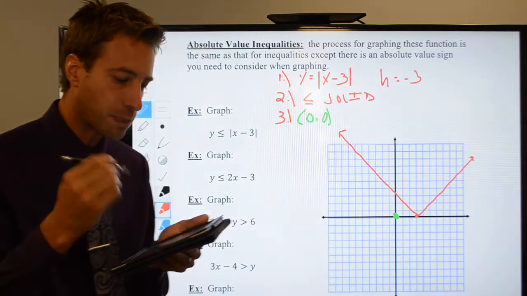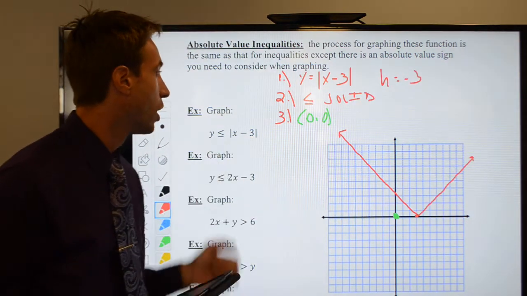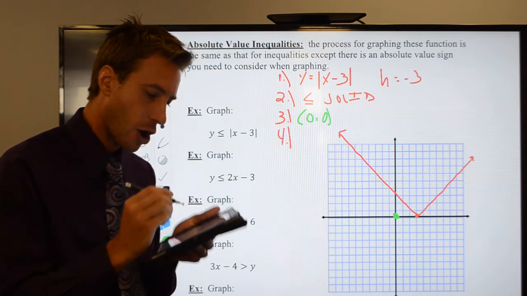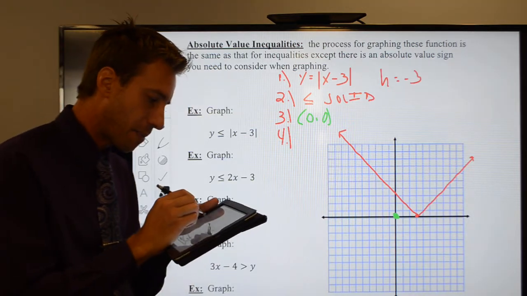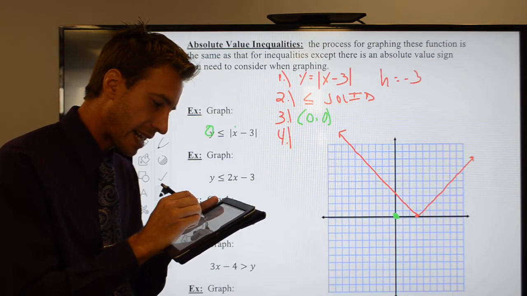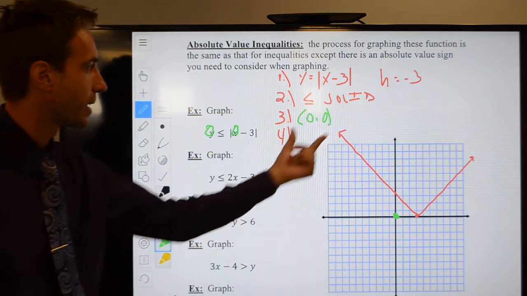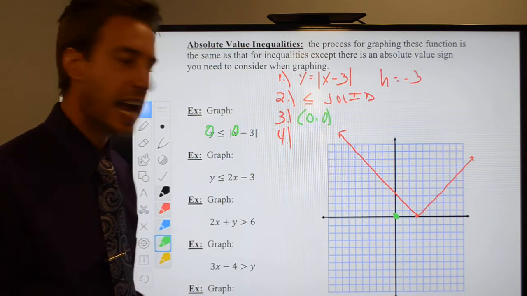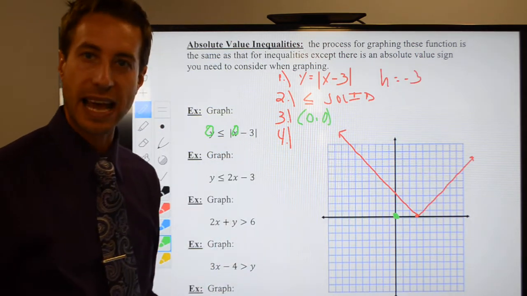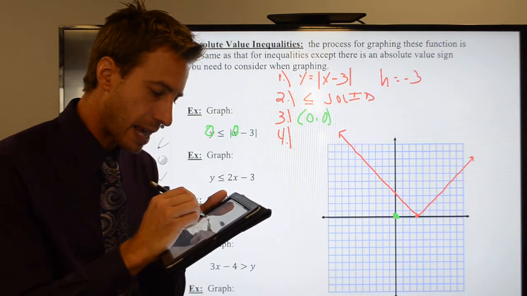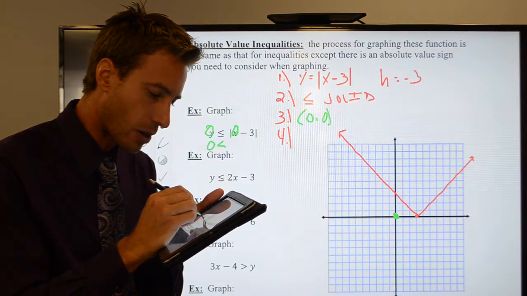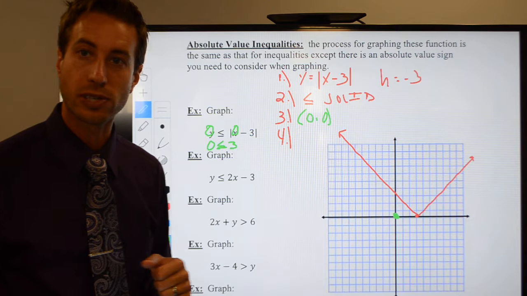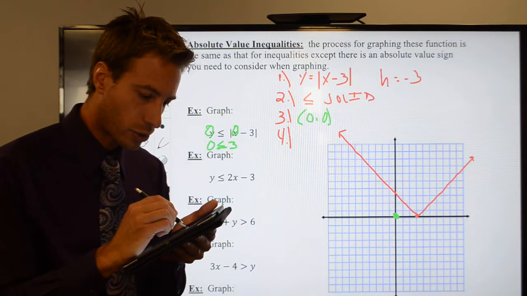Step number 4 says plug it into the original equation to figure out if you get a true or a false statement. Well, let's go ahead and do that. If I plug a 0 in for y and a 0 in for x, that's what x and y are, here's what I get. 0 minus 3 is a negative 3. I take the absolute value of a negative 3, I get a positive 3, and that means I have 0 is less than or equal to a positive 3. Well, is that a true or false statement? Yeah, it's true.